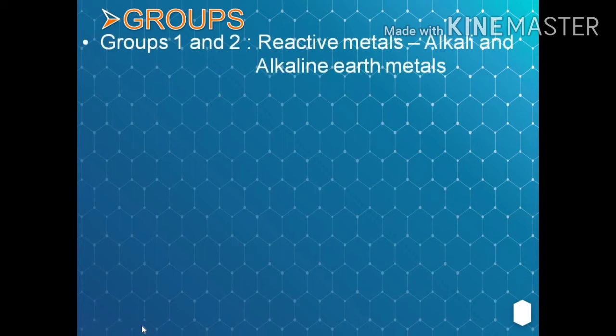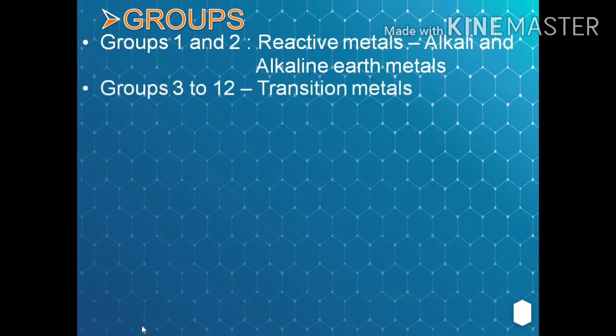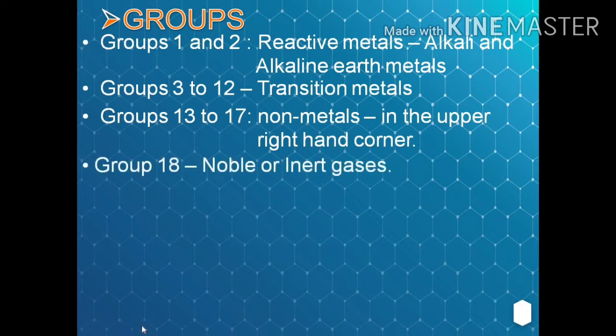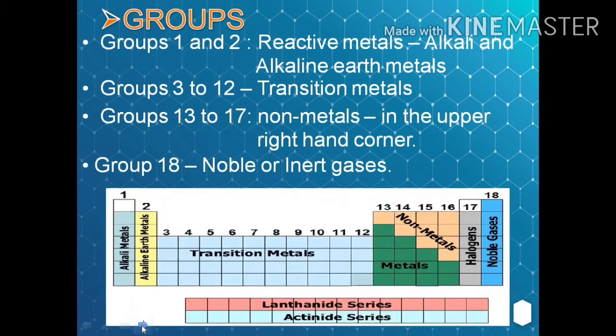We will now learn about the groups. We know that groups are nothing but the vertical columns in the periodic table, and there are 18 groups in the modern periodic table. Groups 1 and 2 are reactive metals. Group 1 is called alkali metals and group 2 is known as alkaline earth metals. Groups 3 to 12 are transition metals. Groups 13 to 17 are the non-metals in the upper right hand corner, and group 18 are the noble or inert gases. We'll learn them in the periodic table.